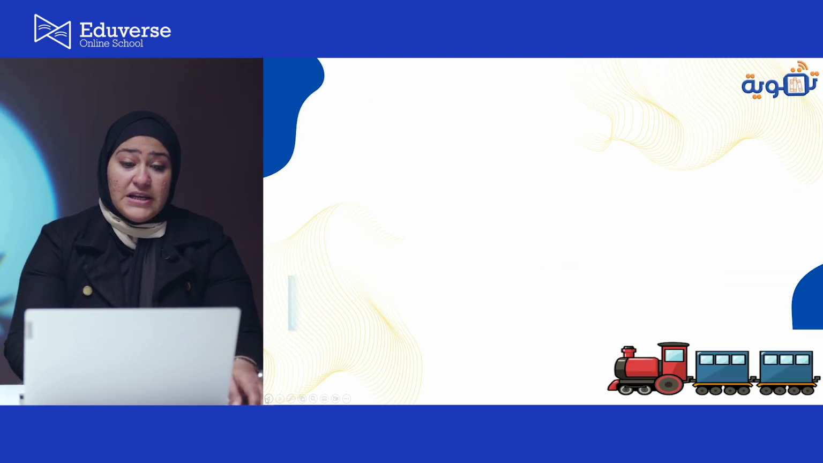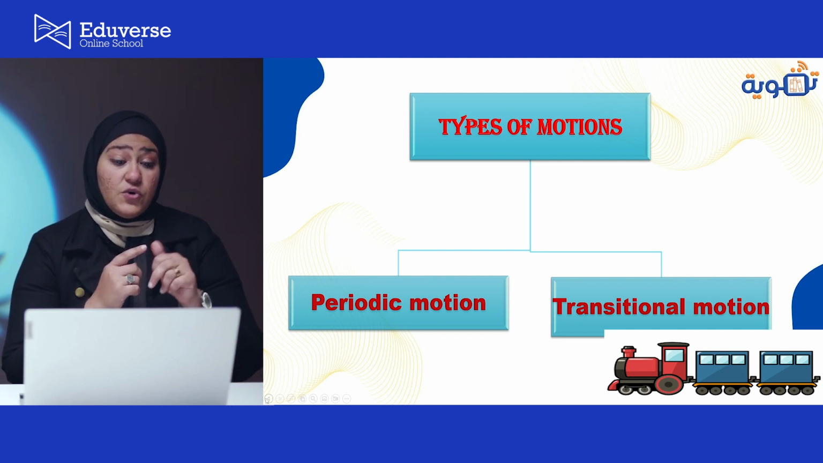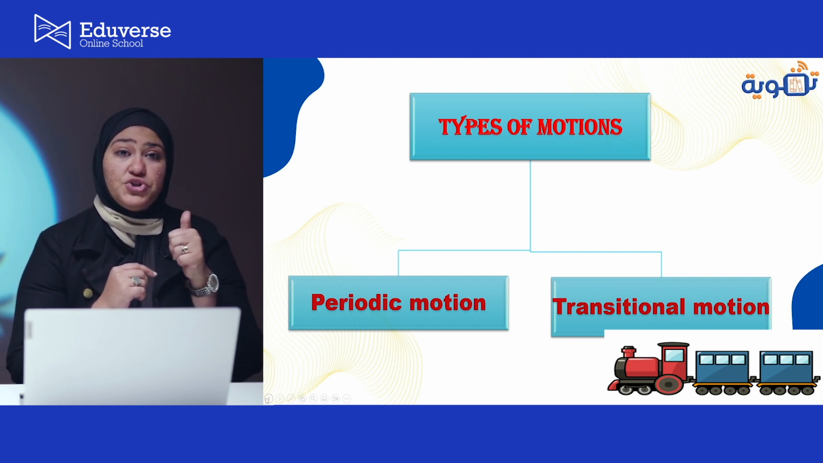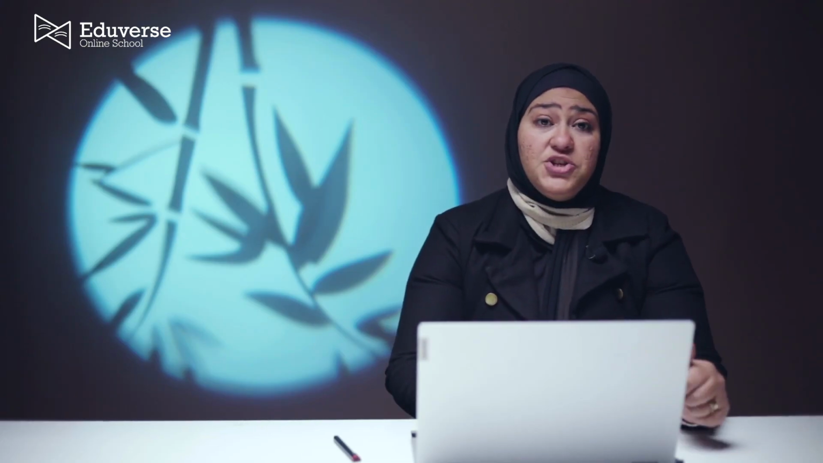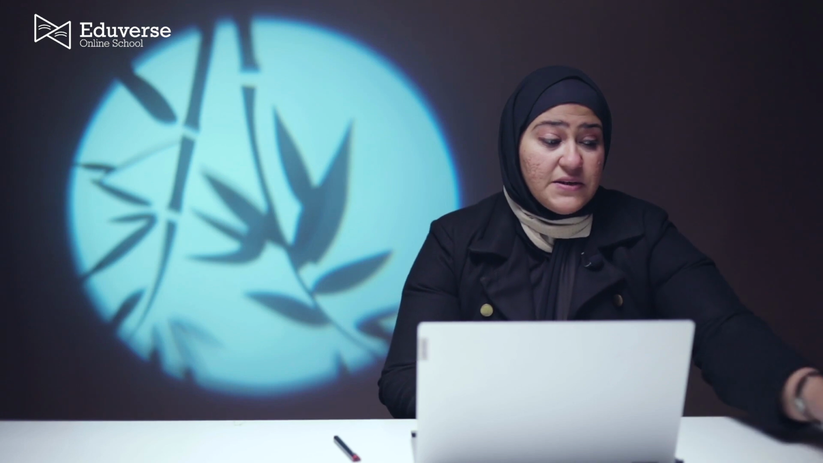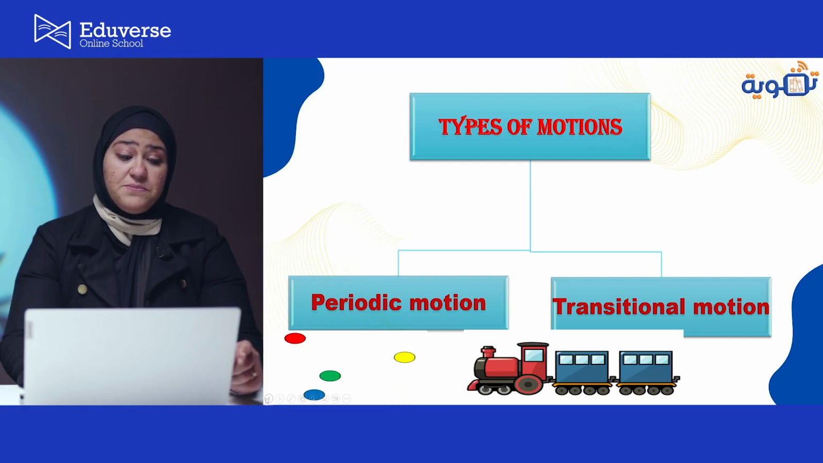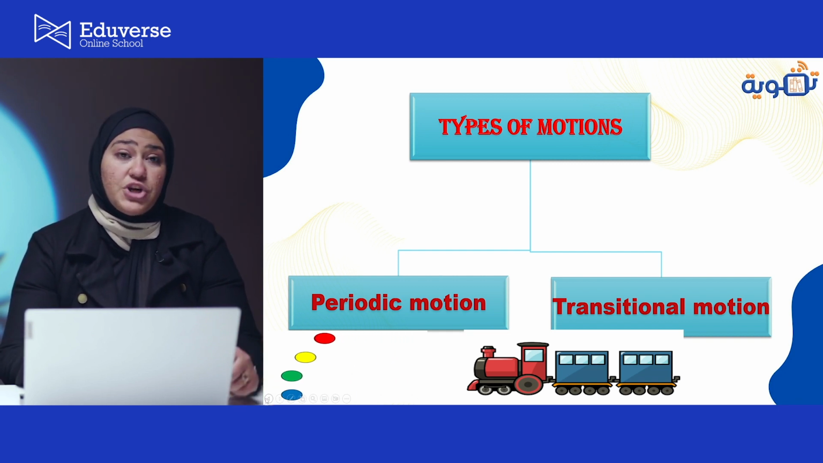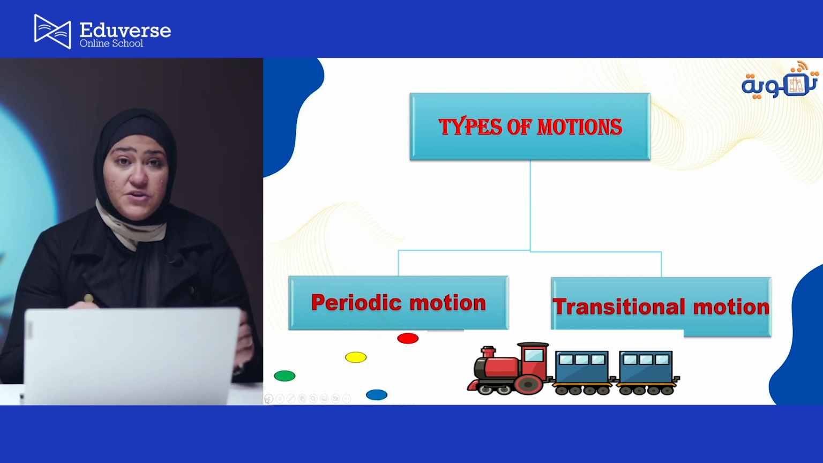Okay, let's talk about the types of motion. We have two types of motion. The first one is periodic motion. What is it called? Yes, periodic motion. The second one is called transitional motion. We talked about transitional motion before, which means what? It is the change of object from starting point to ending point. What's meant by periodic motion? Periodic motion means motion which is regularly repeated at equal periods of time, at equal time intervals.